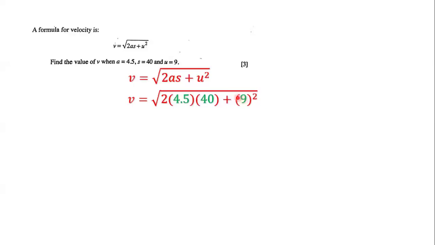Next, what we have to do is perform the calculations to figure out what the value of v is. And so we multiply: 2 times 4.5 times 40, and that gives us 360. And we have 9 squared, and 9 squared is 81. So we have that v is equal to the square root of 360 plus 81, and 360 plus 81 is 441. So we have that v is equal to the square root of 441. Now the square root of 441 is 21. So v is equal to 21.